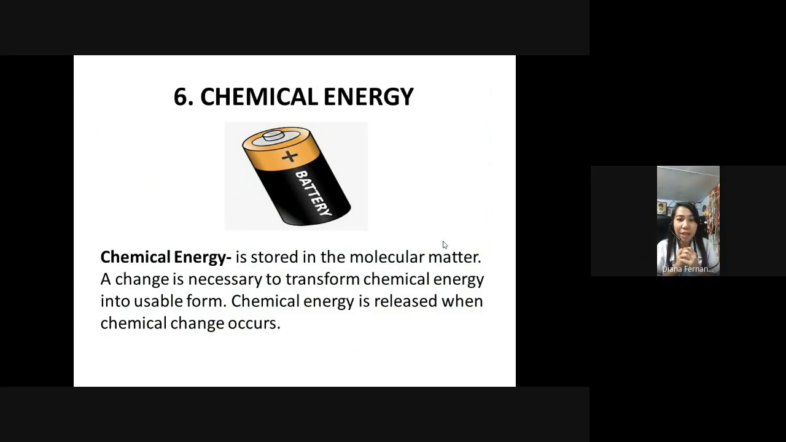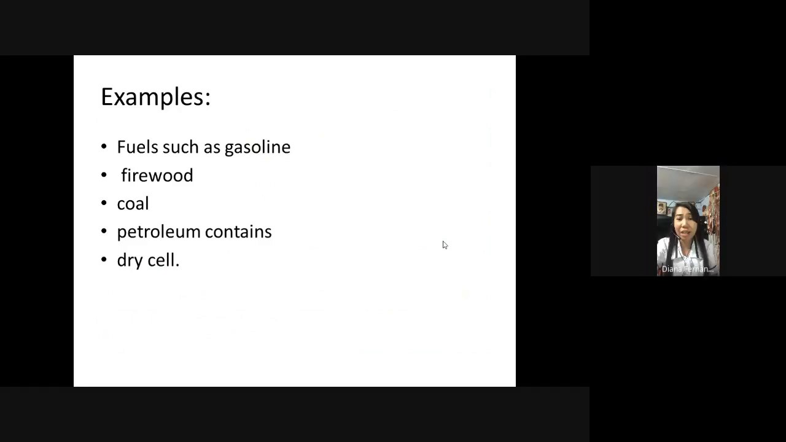For example, flashlight. Paano magamit natin ang chemical energy, which is the example, the dry cell? So ilalagay natin siya sa flashlight. Hindi ba? Pwede rin saan? Phone. Sa phone, nagagamit din ang chemical energy, which is the battery. Okay. Pwede rin sa laptop, pwede rin sa tablet. Yes, yes. So, it is stored, nakatago sa molecular matter. Ano-ano yung mga example ng chemical energy? So, we have the fuels as gasoline, firewood, coal, petroleum, and my example there is dry cell. Ano pa yung alam niyong chemical energy?